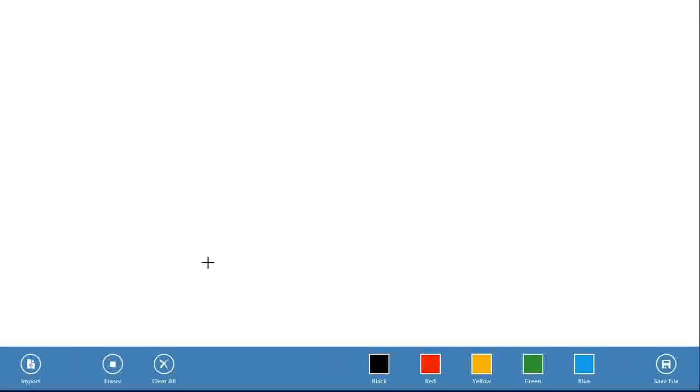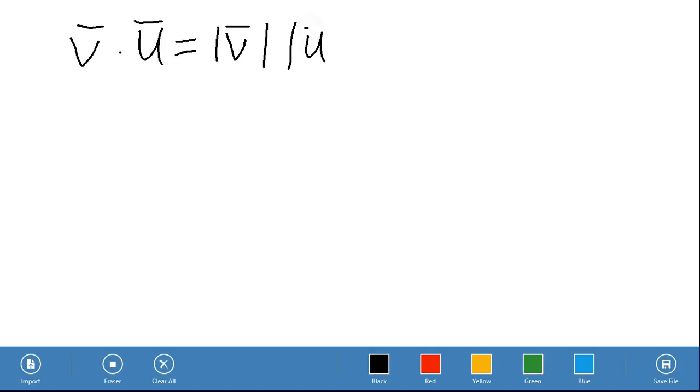Hey guys, I wanted to prove for you the formula that I showed you last time. That formula was the formula for a dot product, and what it said was that v dotted with u is equal to the length of v times the length of u times the cosine of the angle between them, cosine of that theta.